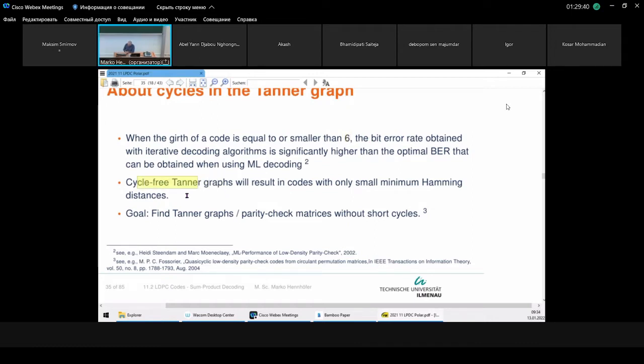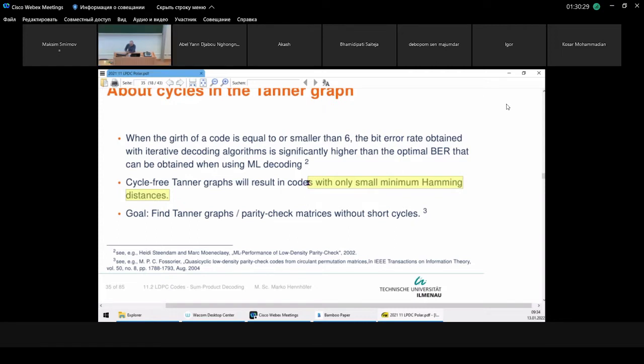Then also one result here figured out by these researchers is that if we have Tanner graphs without any cycles, we will only get a small minimum Hamming distance. So actually I don't have an example illustrating this, but you could imagine if we had a parity check matrix with only very few ones, of course, also the resulting code words will be different in not so many positions. So if we make our matrix more and more sparse, also our code will tend to show a smaller minimum Hamming distance.